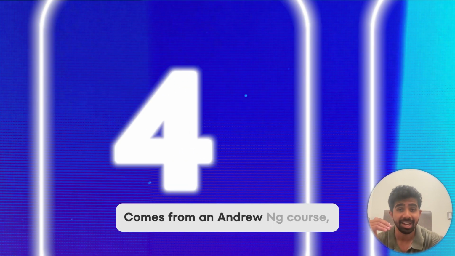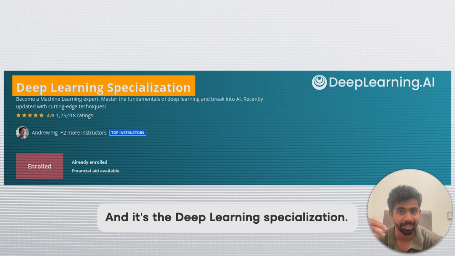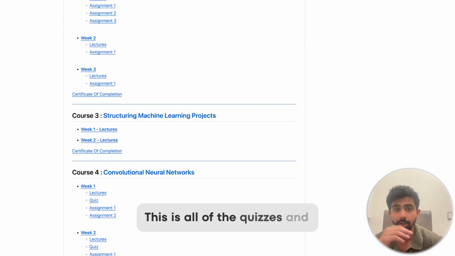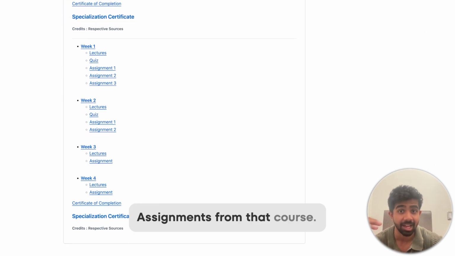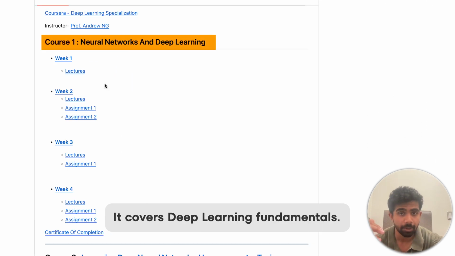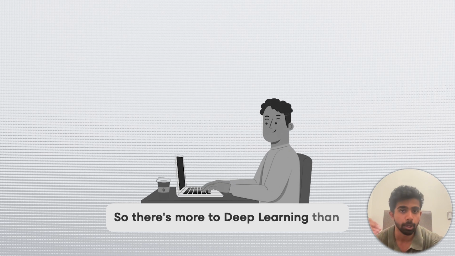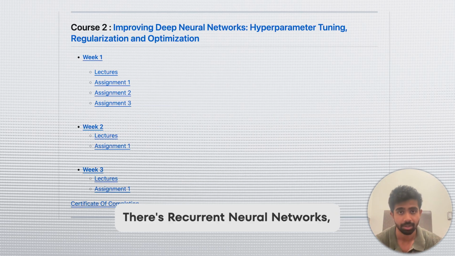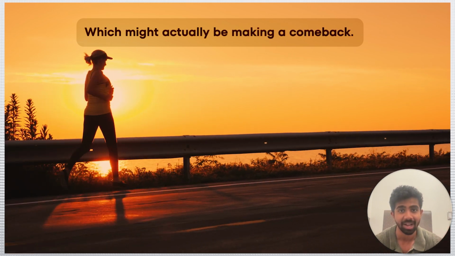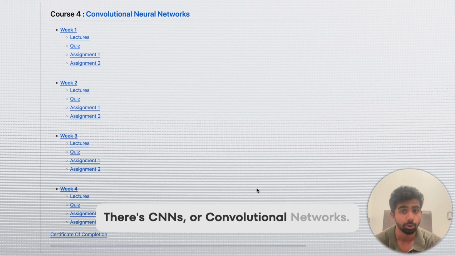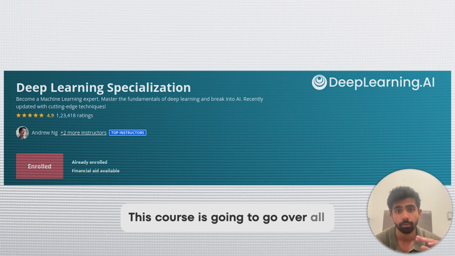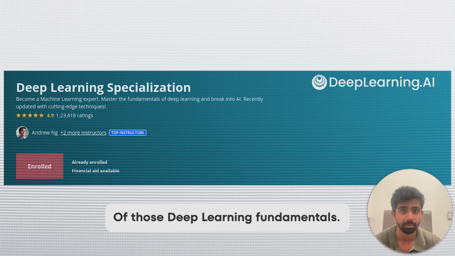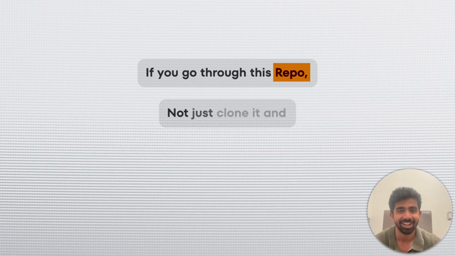All right, the next repo also comes from an Andrew Ng course, and it's the deep learning specialization. This is all of the quizzes and assignments from that course. It covers deep learning fundamentals, so there's more to deep learning than just LLMs and transformers. There's recurrent neural networks, which might actually be making a comeback. There's CNNs or convolutional networks. This course is going to go over all of those deep learning fundamentals. If you go through this repo, not just clone it and then forget about it, it will pay off.